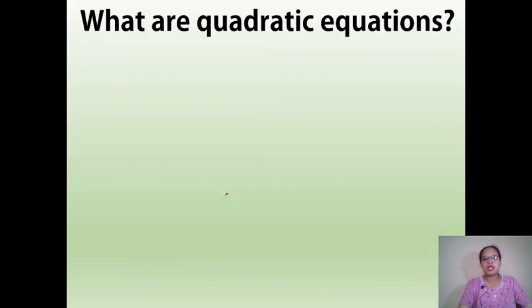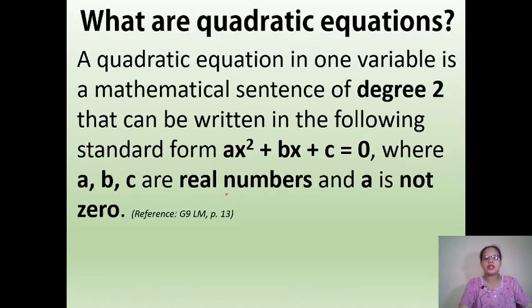Now, let's define formally what are quadratic equations. So this is a definition extracted from the grade 9 learners module. A quadratic equation in one variable is a mathematical sentence of degree 2 that can be written in the following standard form. So this is the standard form: ax squared plus bx plus c equals 0, where a, b, c are real numbers and a is not 0. So those are the conditions.